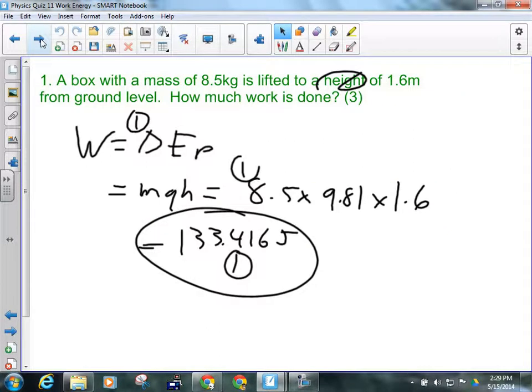All right. So for our first one here, give them a mark for work equals a change in potential energy. I'm not giving a mark for givens here for some reason. I'm not sure why, but okay. Work equals delta EP on this one. So give them a mark for recognizing that.